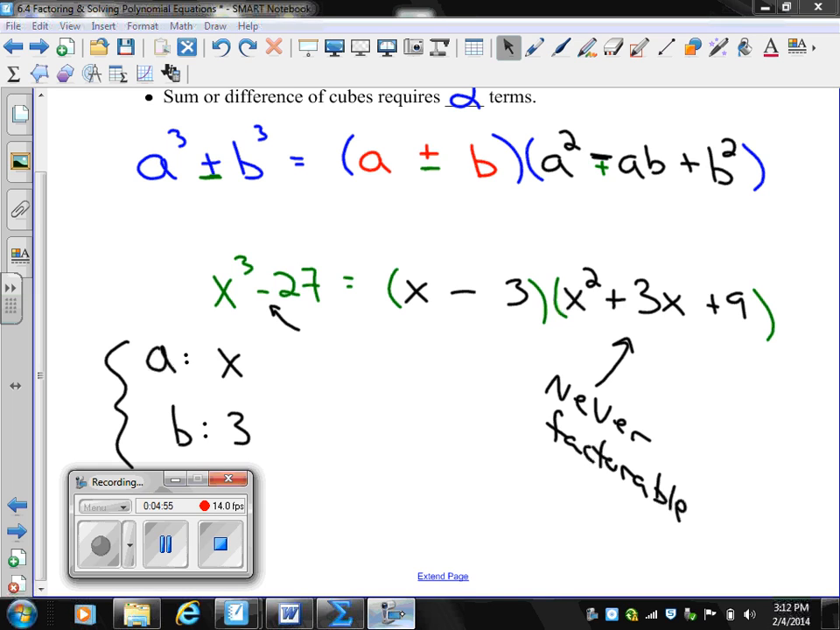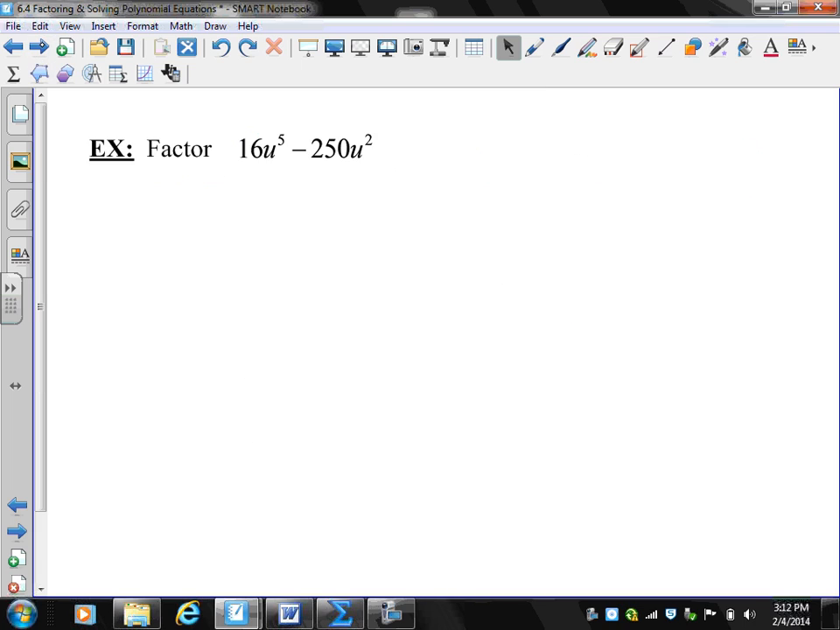Okay, so let's do a practice problem. We're going to factor 16u to the fifth minus 250u squared. When we did factoring earlier this year, one of the things I kept mentioning to you folks is always try what first. We'll always try greatest common factor.